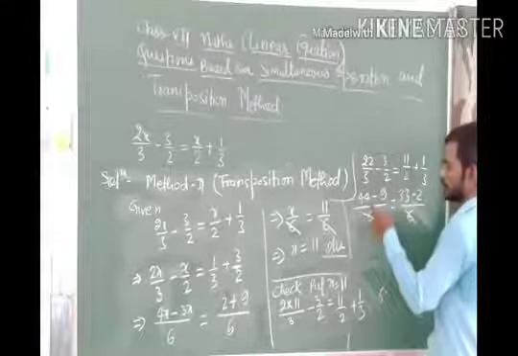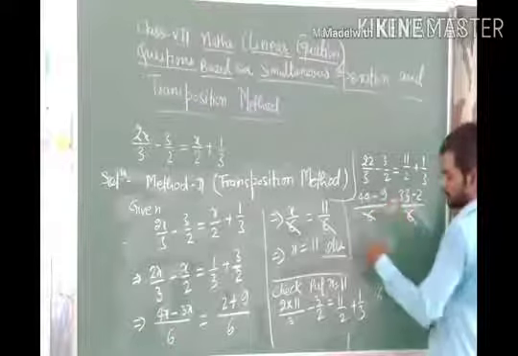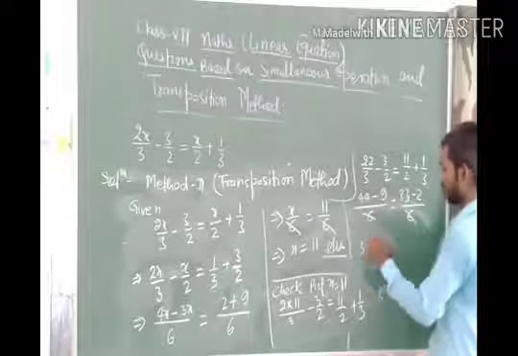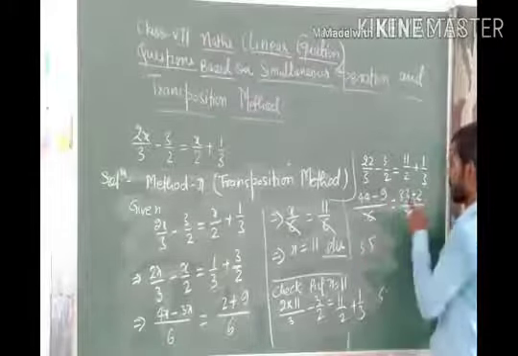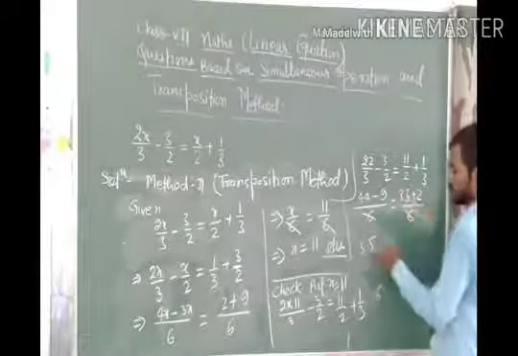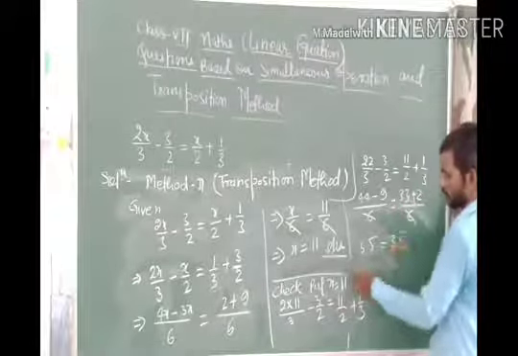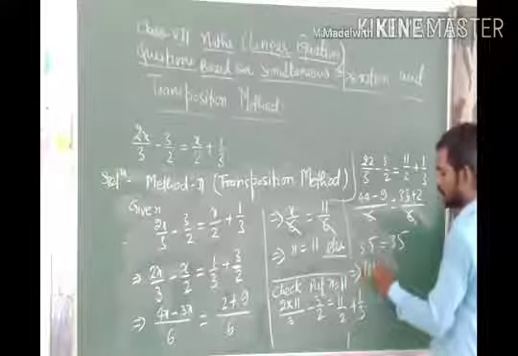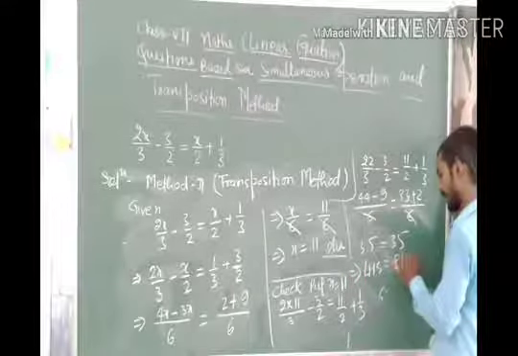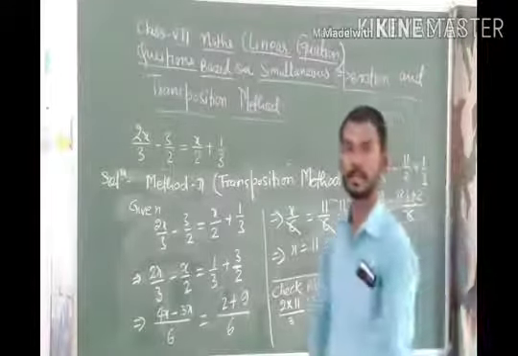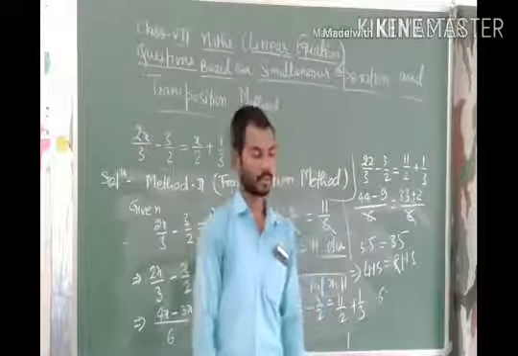6 and 6 cancel out. 44 minus 9 is 35, and 33 plus 2 is equal to 35. This shows the left hand side is equal to the right hand side. That makes our solution true.